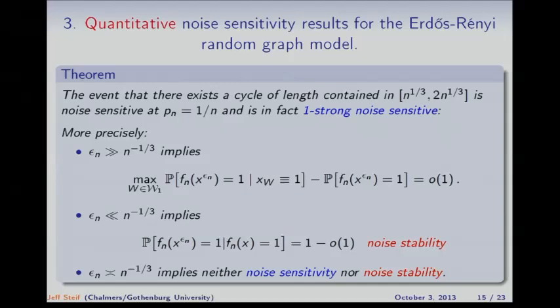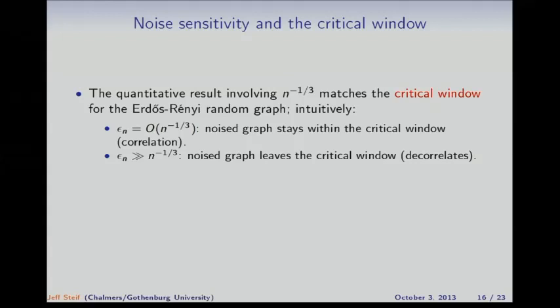Now, what's interesting, just a comment for this, that this quantitative result involving n to the minus 1/3 matches what's called the critical window for this model. So it's known that I don't think I'm going to go into this very much. If you happen to know what the critical window is, somehow the noise you add to the system, for you to get this noise sensitivity, it has to be enough noise to pull you outside of what is called the critical window for the model. I don't think it's worth going into details with that if those words don't mean anything. So I won't say so much there.